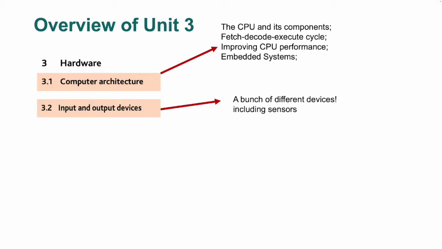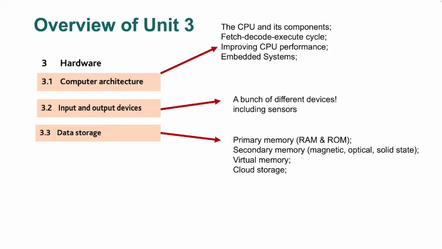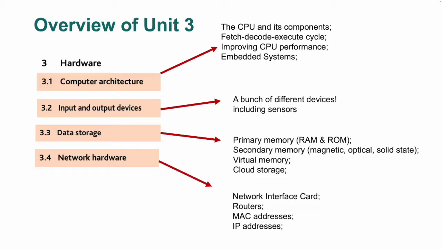The second video is going to be about input and output devices. You're basically going to have to learn how a bunch of different devices, including sensors, work. Here's a complete list on the screen. The third video is going to be data storage, that's section 3.3. So we're going to cover primary memory, secondary memory, and a couple of other things like virtual memory and also cloud storage and cloud computing. That's going to be a combined video with the final part, which is network hardware.